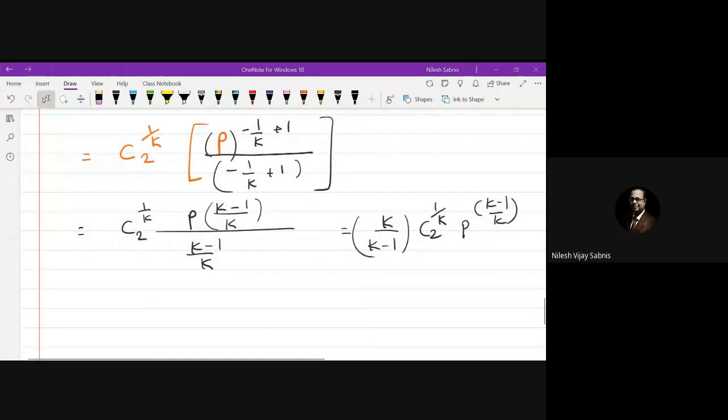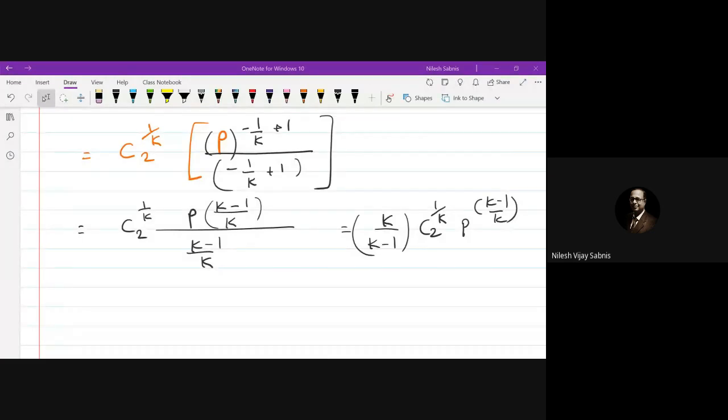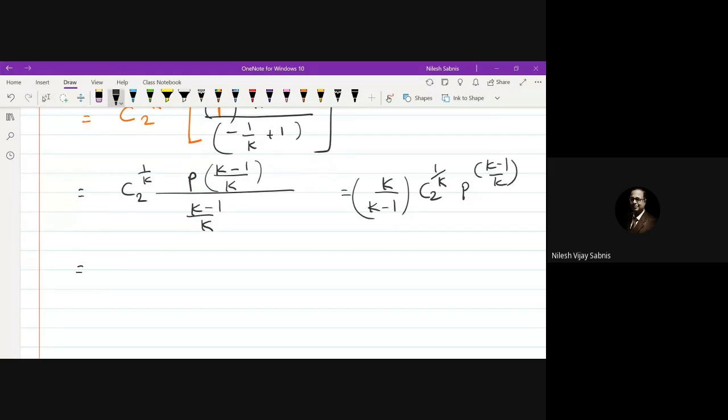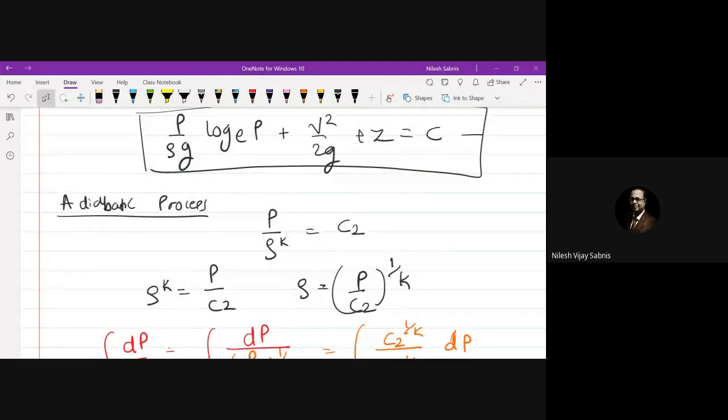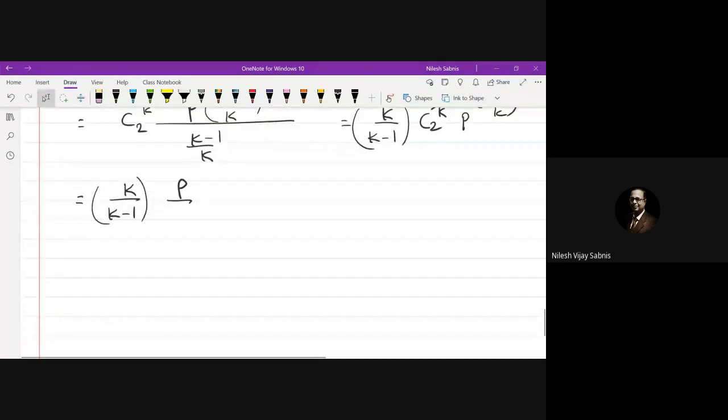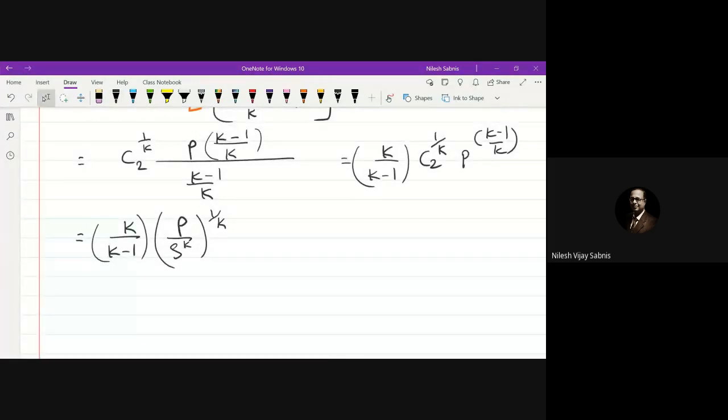So all together, what you will get, which is equal to, on further simplification, K upon K minus 1 into P upon, now replacing C2. What is meant by C2? C2 is nothing but P upon rho raised to K. P upon rho raised to K, raised to 1 by K, into P raised to K minus 1 upon K.